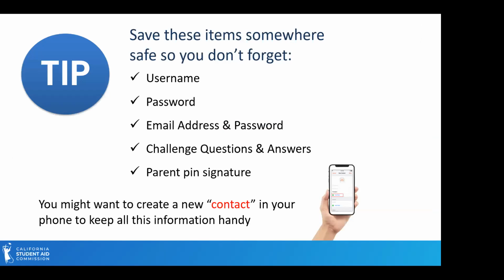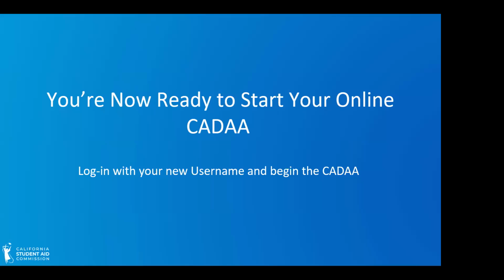So some things that you want to either write down or maybe create a note within your phone are your username, password, the email address that you will be using, your challenge questions, and when it comes to your parent, they want to ensure that they write down their parent PIN when they create it. So with this, we are ready to fill out the DREAM Act application.